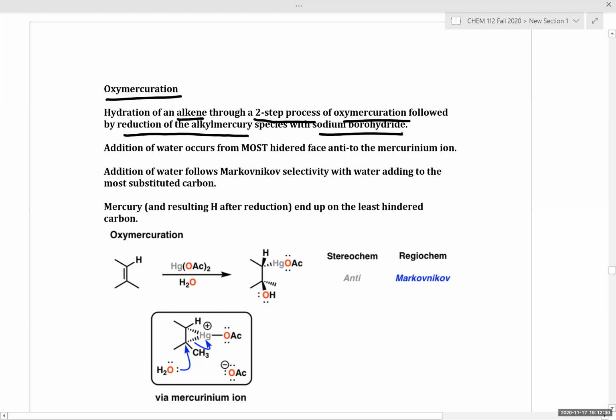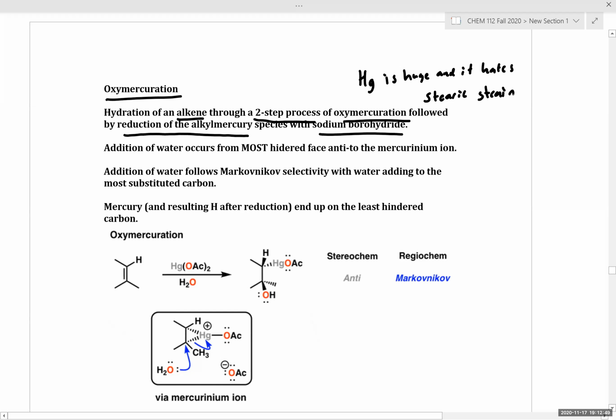Now, what's really cool about mercury, and the one thing I always like to remember, is mercury is huge and it hates steric strain.